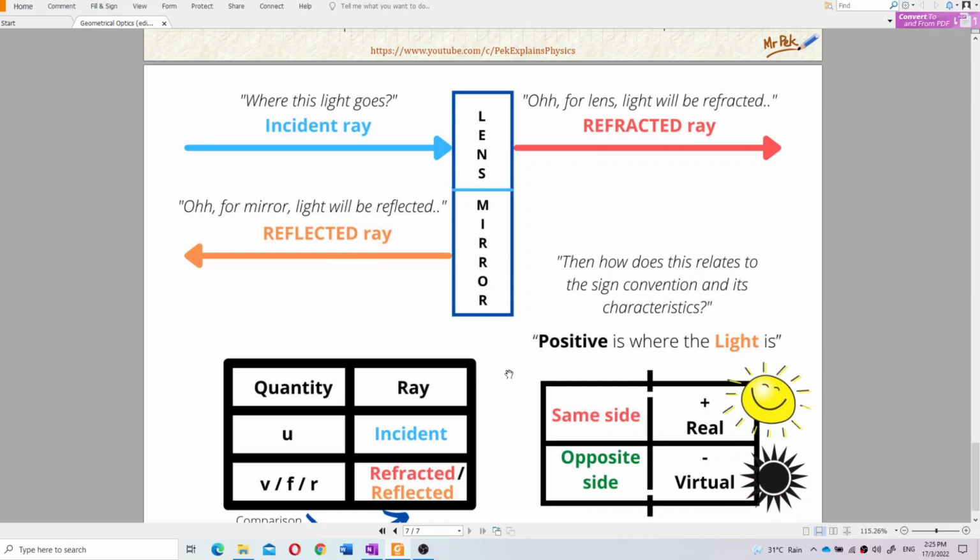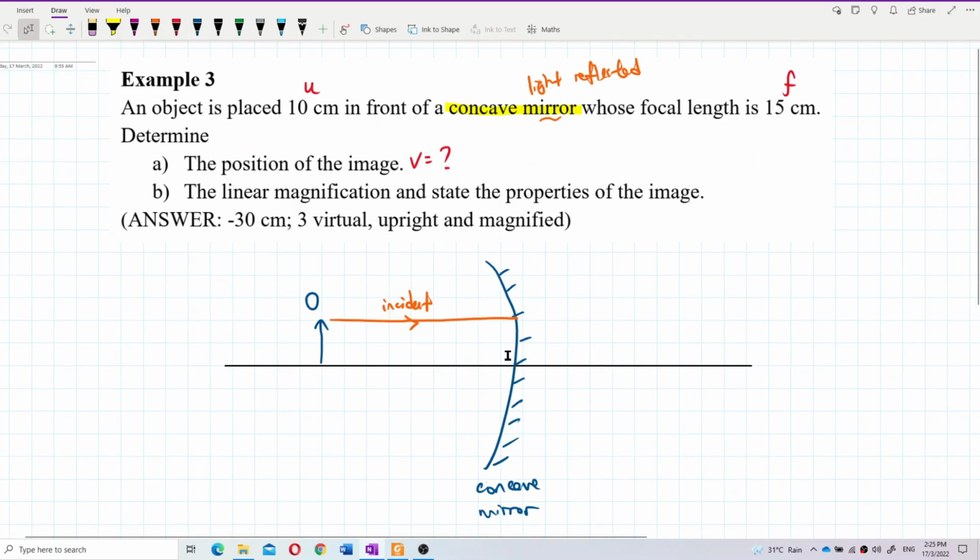Let me go back to here. For this mirror, the light should be reflected, not refracted. It should be reflected. Reflected ray.